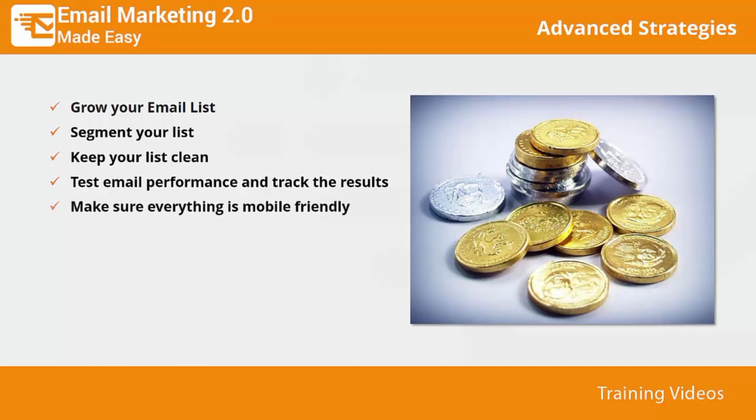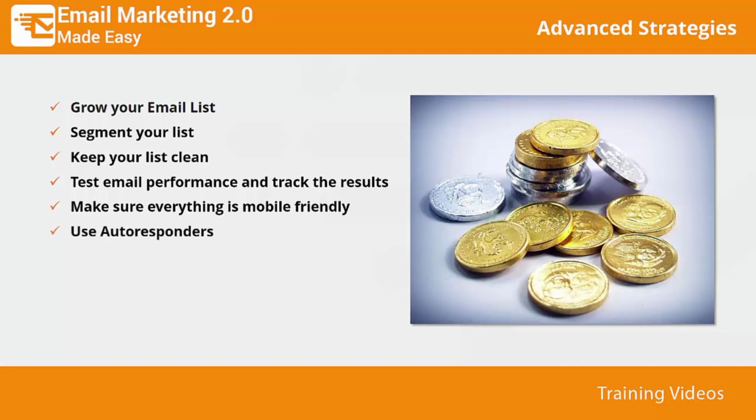Make sure everything is mobile friendly. There are a lot of people that use smartphones to read emails. More than 50% of emails in the world are opened on a mobile device, so that's why it's important that your campaigns are optimized for mobile. Your subscribers will delete emails that don't display correctly in their smartphones.